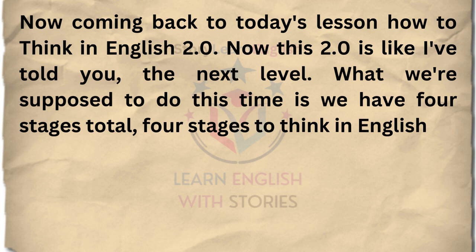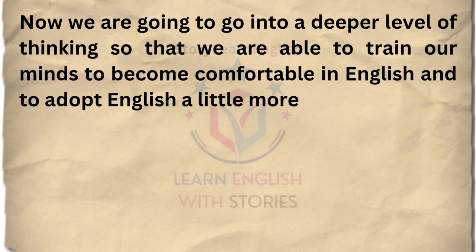Now coming back to today's lesson, how to think in English 2.0. Now this 2.0 is, like I've told you, the next level. What we're supposed to do this time is we have 4 stages total, 4 stages to think in English. Now we are going to go into a deeper level of thinking so that we are able to train our minds to become comfortable in English and to adopt English a little more.